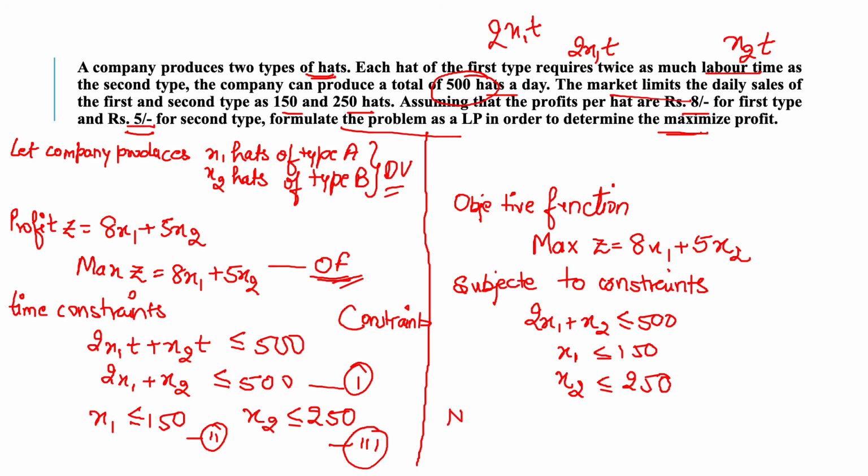Last is non-negative restrictions. Non-negative restrictions are that x1 and x2, my variables, should always be non-negative. So this is how we will formulate our LPP for this example.